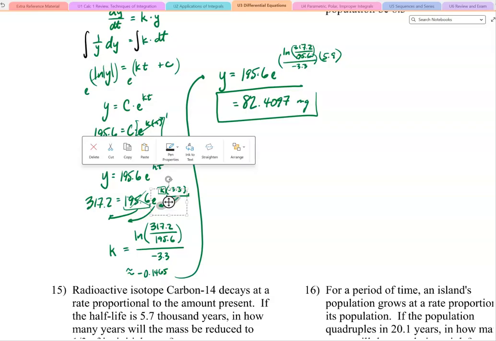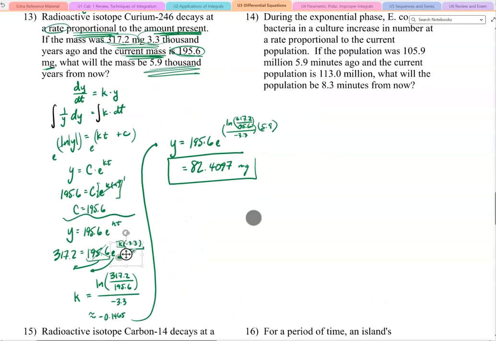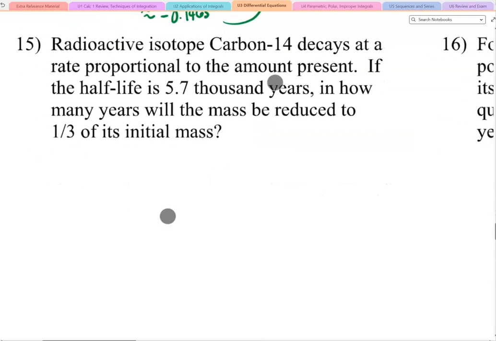So if we go forward another almost 6,000 years, then we should be left with about 82 milligrams of that material. All right, so we'll finish out the video with this last question here.